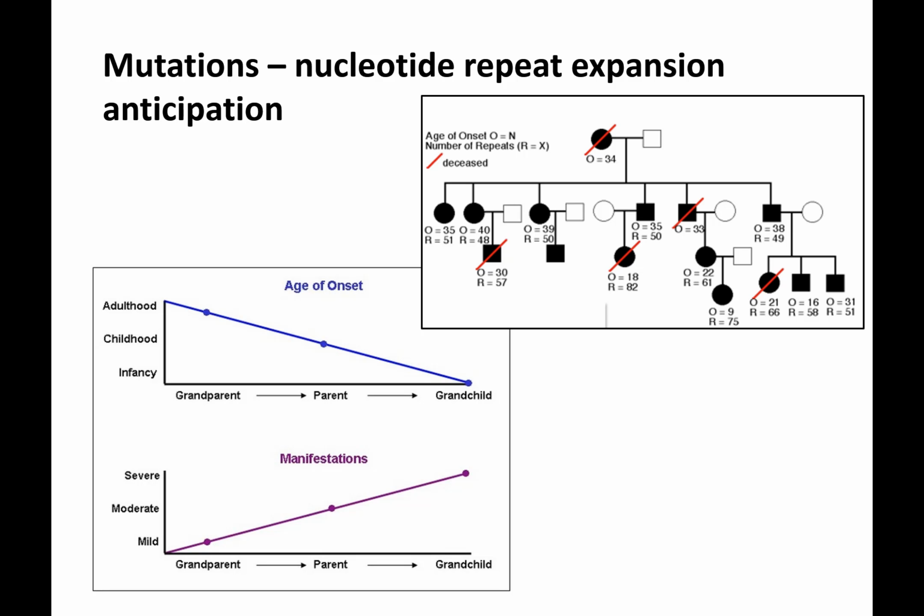So this is just showing you what can happen with this idea of anticipation. So as people in each generation you get an increase in the nucleotide repeats, the age of onset gets earlier, and the manifestations or the severity gets earlier. And this is just a pedigree that's showing the age of onset and the number of repeats.